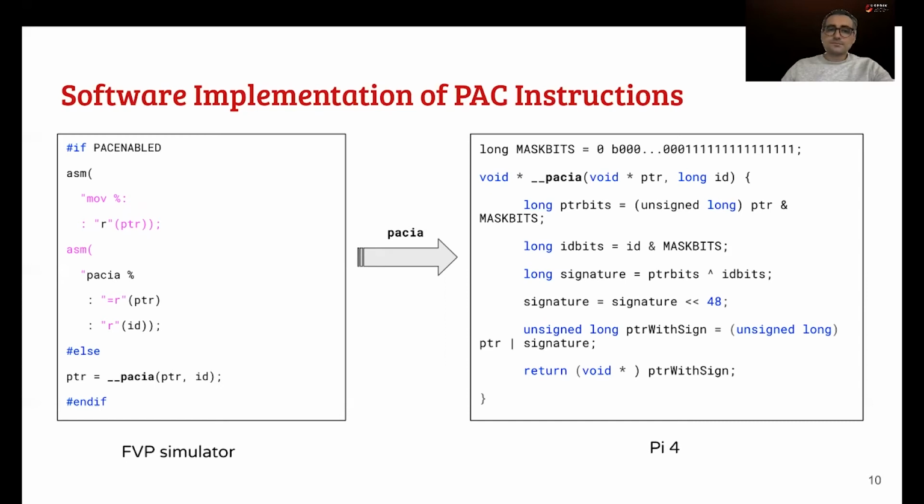So we decided to go with a software implementation of PAC instructions to test our idea and get an estimation of our design. So we implemented PAC-IA in software. It's not exactly following the spec of PAC instructions, but we could get an estimation for our work. We used a Raspberry Pi to run our benchmarks.